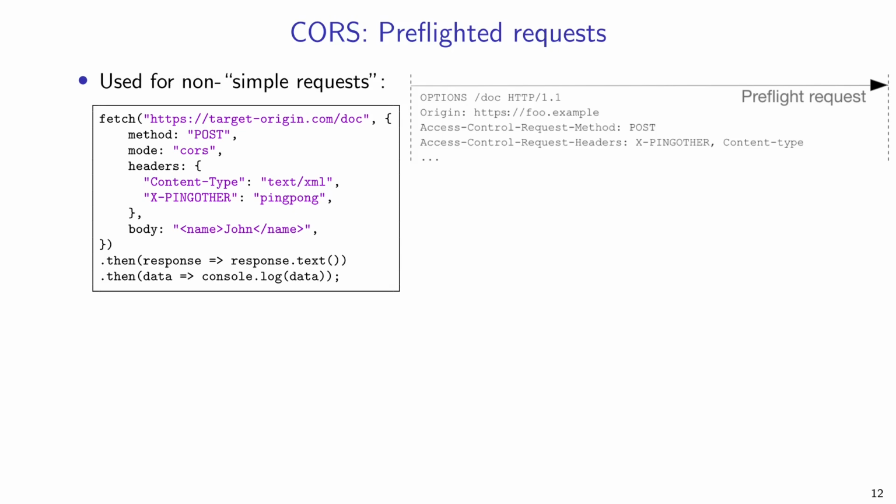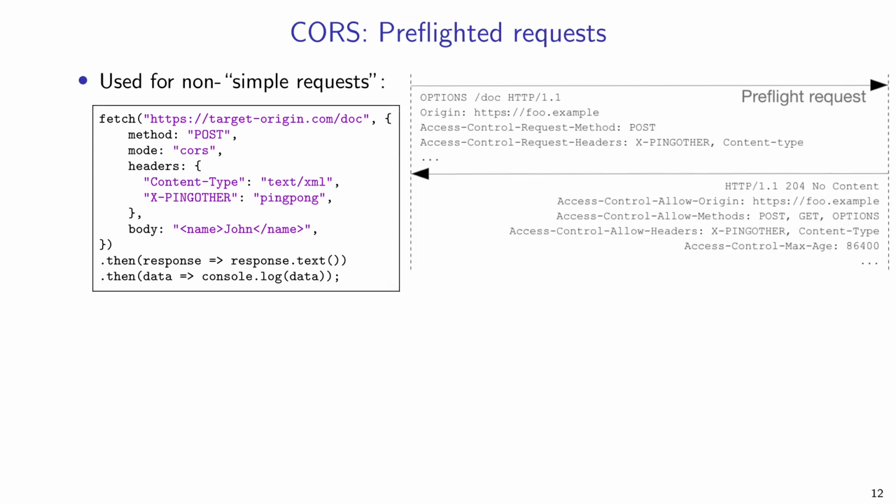At this point, the server can decide whether to allow the browser to make such a non-simple cross-origin request. If the server approves, it sends back a response like this one, allowing this origin, this method, and these headers. There's also the Max-Age header telling the browser how long it can cache this preflight result. If the Max-Age header is not returned, the browser should cache the approval for 5 seconds only.